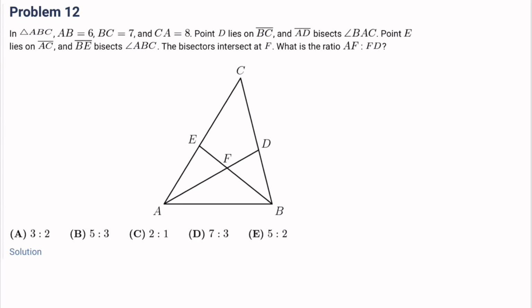Number 12, in triangle ABC, AB is 6, BC is 7, and CA is 8. Point D lies on BC, and AD bisects angle BAC. Point E lies on AC, and BE bisects angle ABC. The bisectors intersect at F.